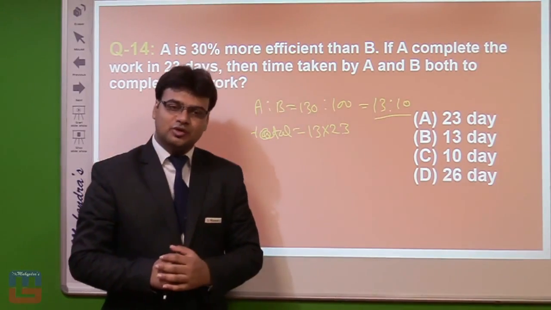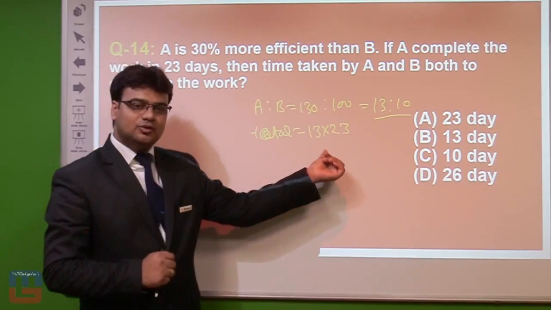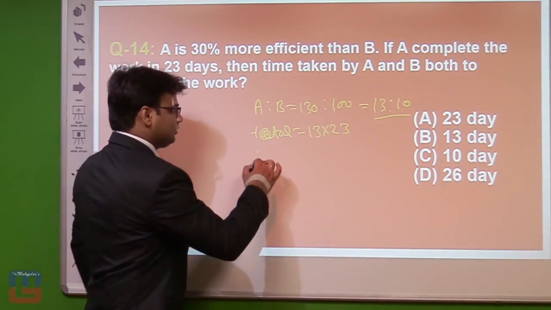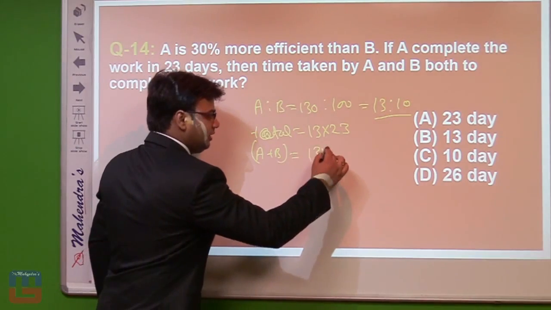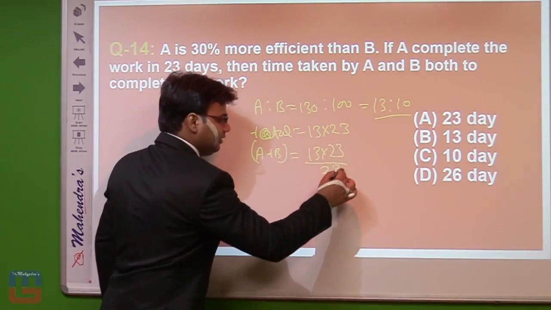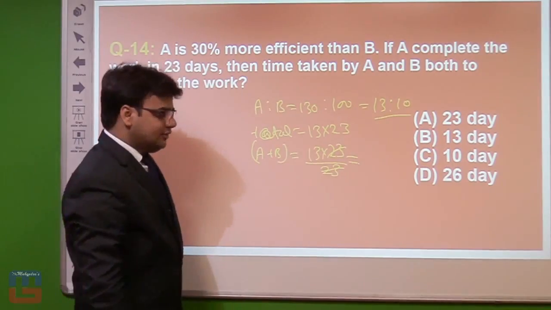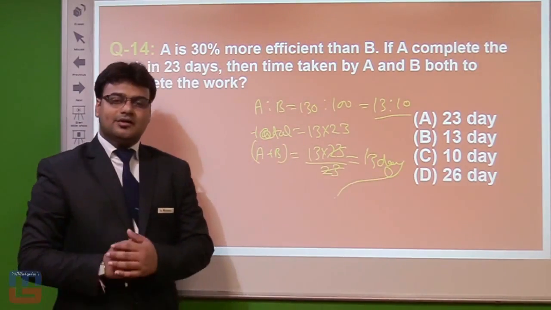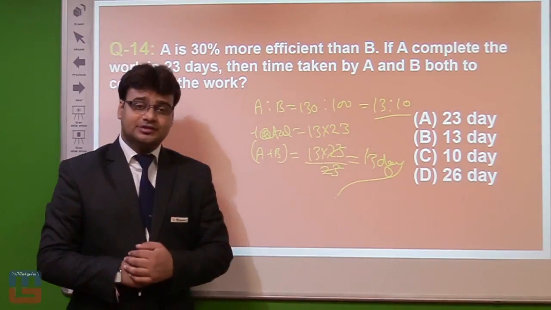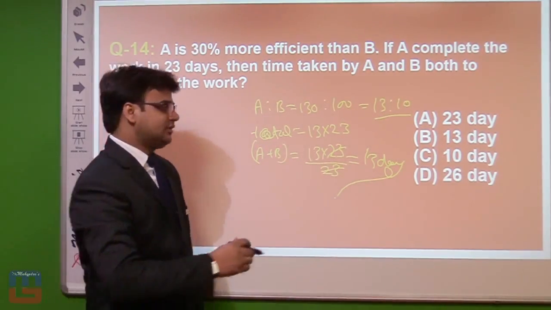13 plus 10, that means 23 per day, and total work is 13 into 23. So when A plus B work together, the time taken is 13 into 23 by 23. 23 cancels out. Then what will we get? 13 days. We check in which option 13 days is available. It is available in our second option. So the correct answer is B.